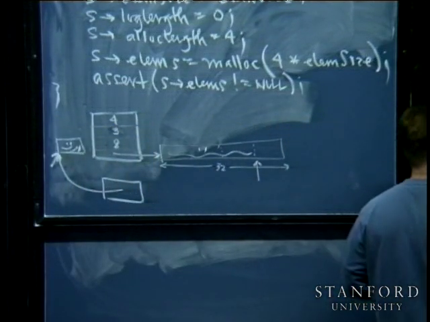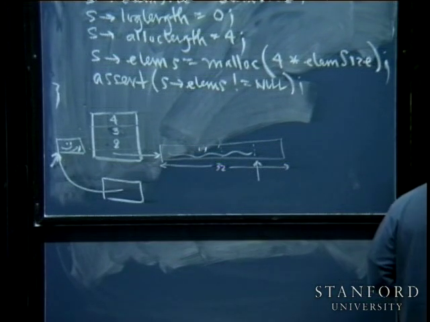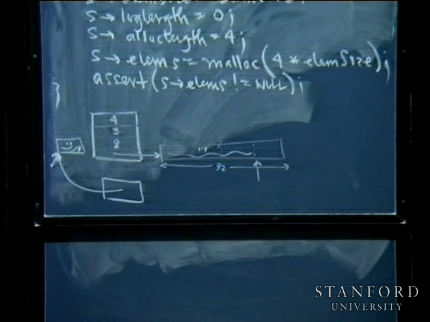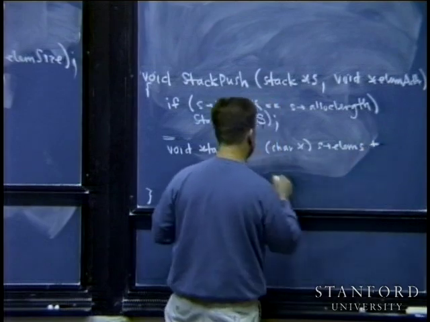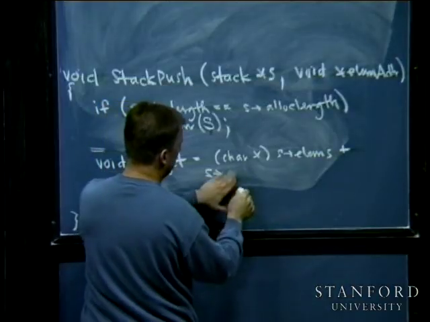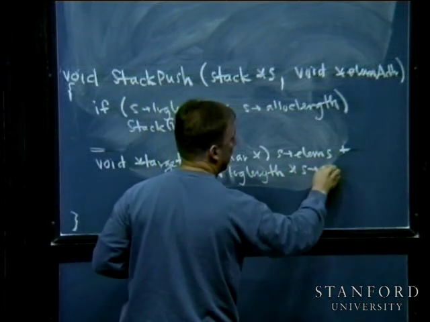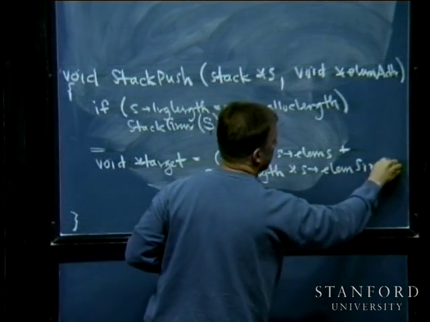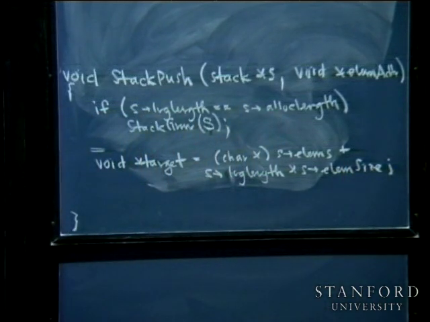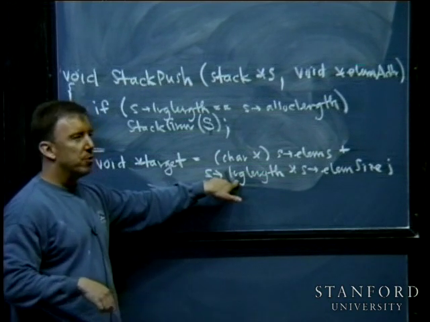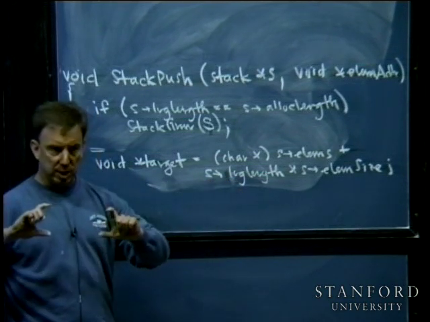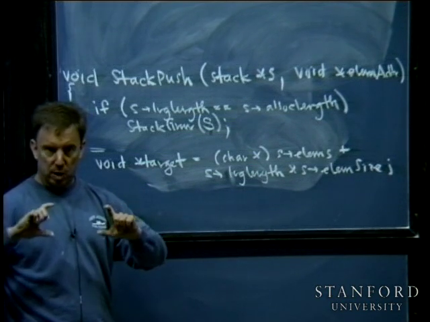Void star, I'll just say target is equal to char star S arrow elems plus S arrow log length times S arrow elem size. This is why I demanded all of this stuff to be passed to my constructor function, so it was available to me to do the manual pointer arithmetic later on. Okay? I don't think I messed this up. Log length is right there for the same reasons it was in between the square brackets for the int-specific implementation of this.